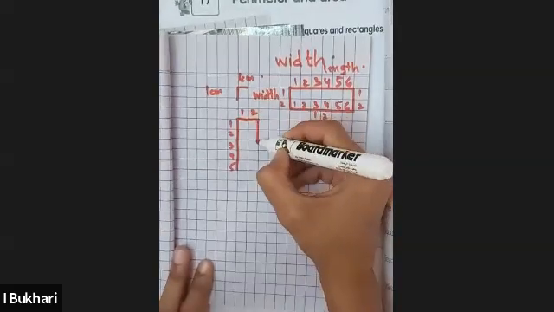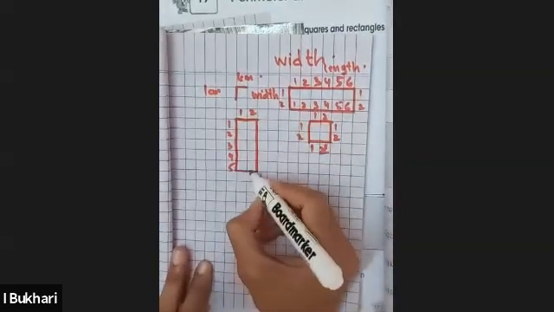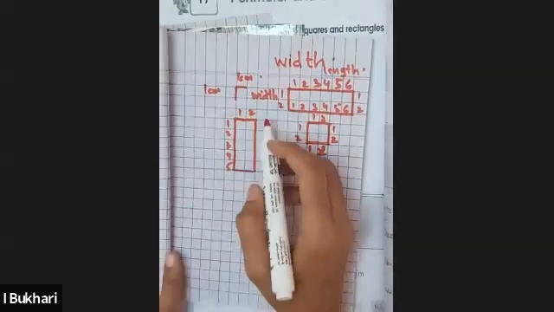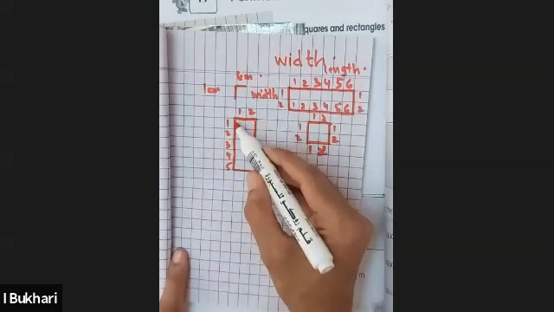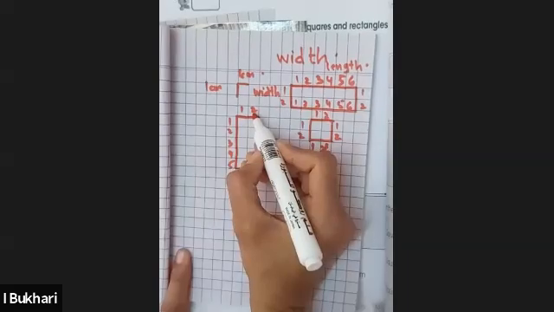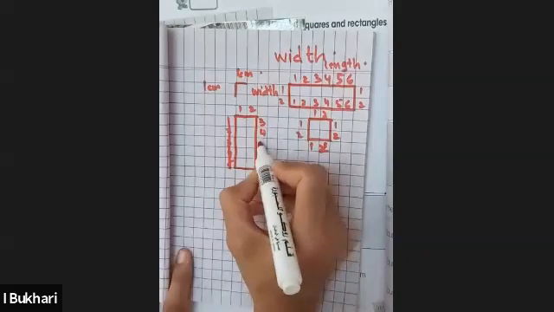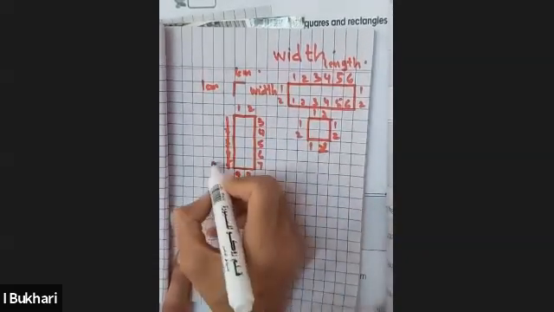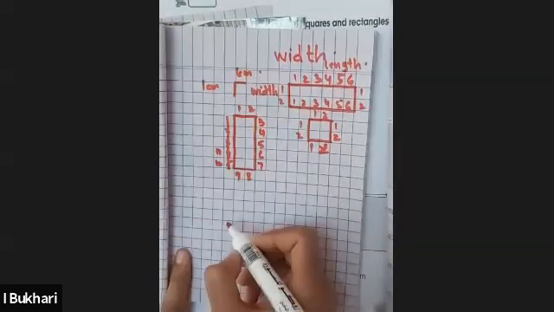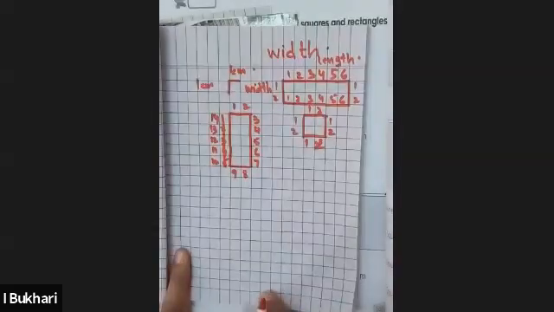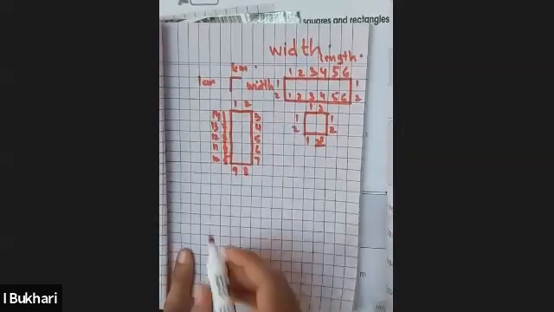Now, Zainab, can you please count with me the perimeter of this rectangle? Let's count. So what is a perimeter? 1, 2, 3, 4, 5, 6, 7, 8, 9, 10, 11, 12, 13, 14. So what's the perimeter?